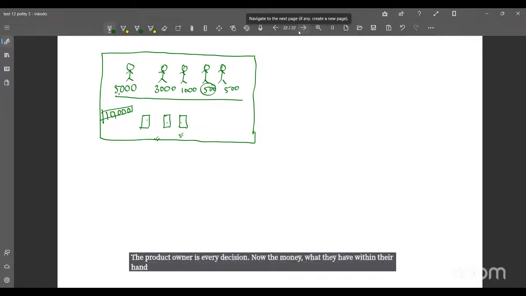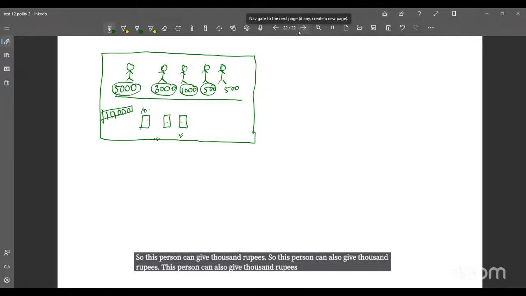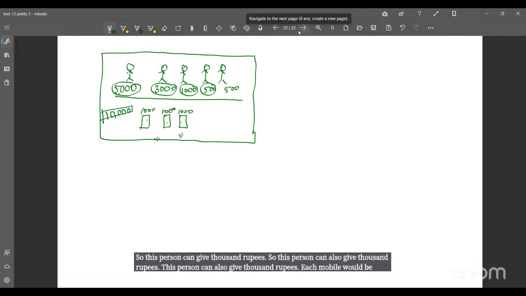இப்போ இவர் வந்து என்ன சொல்றாருன்னா மேக்ஸிமம் 500 தான் தர முடியும். ஸோ திஸ் பர்சன் கேன் கிவ் 1000 rupees. ஸோ அப்படி இருக்கும்போது இந்த person can also give 1000 rupees. This person can also give 1000 rupees. So each mobile would be 1000 rupees each. Are you getting the point?